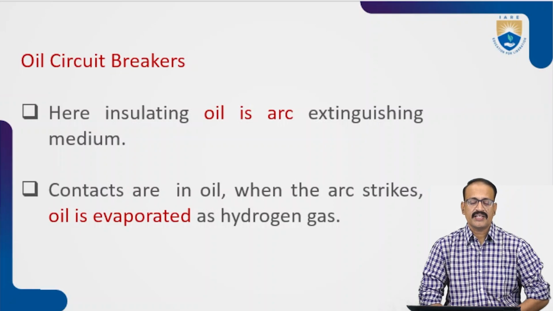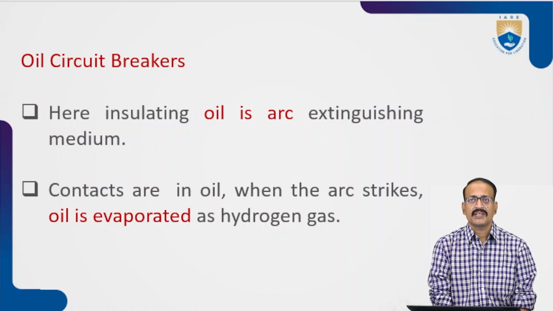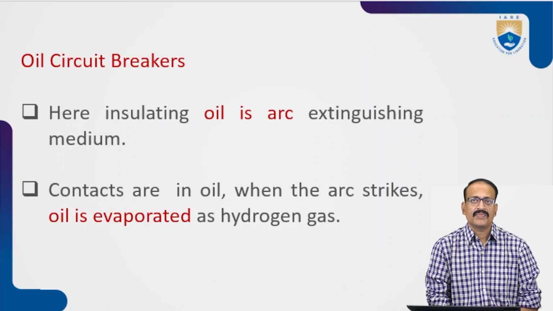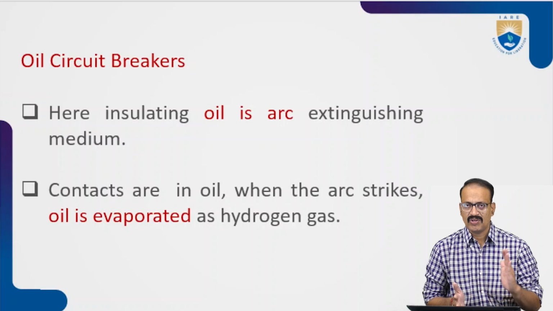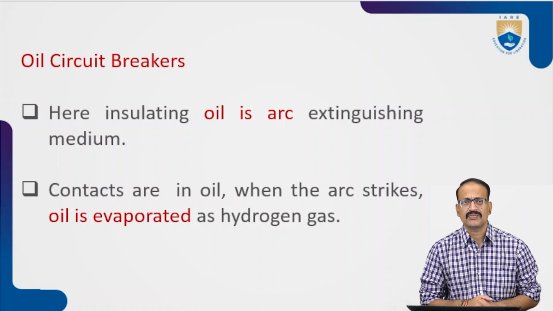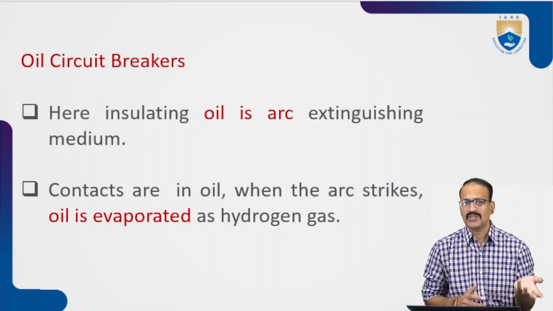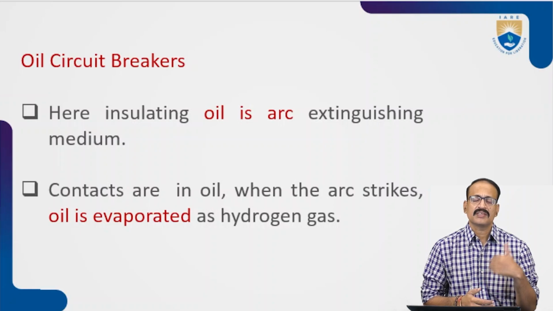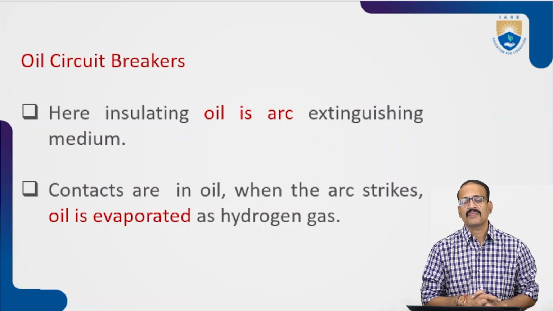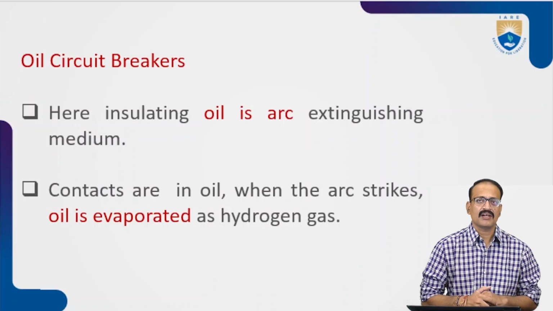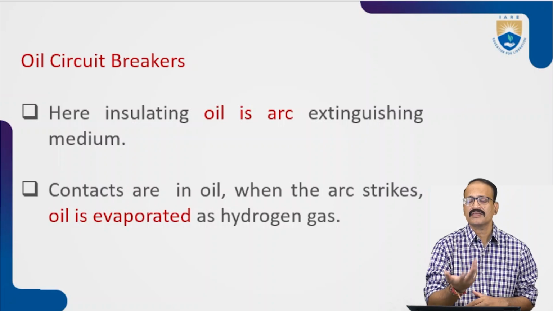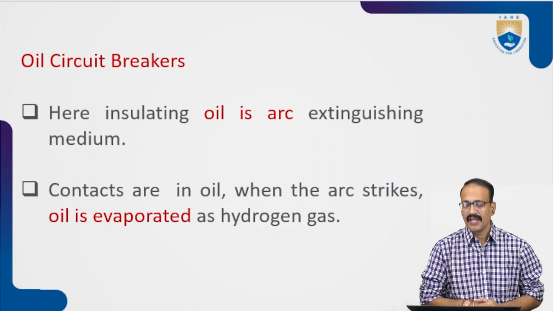Here the insulating oil is the arc extinguishing medium, and the contacts are in oil. Generally there will be one movable contact and one fixed contact in circuit breakers. We have already discussed why we have to extinguish this arc as soon as possible, to avoid the loss. Here the medium will be oil, and it will evaporate as hydrogen gas. Whenever the oil is evaporated, hydrogen gas is released.